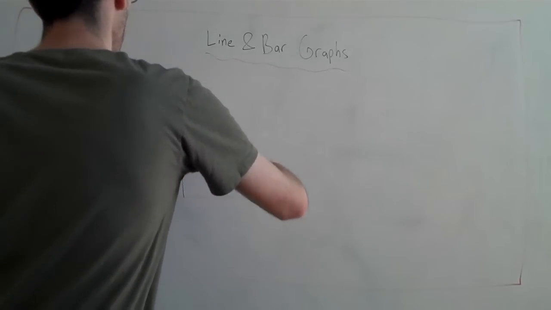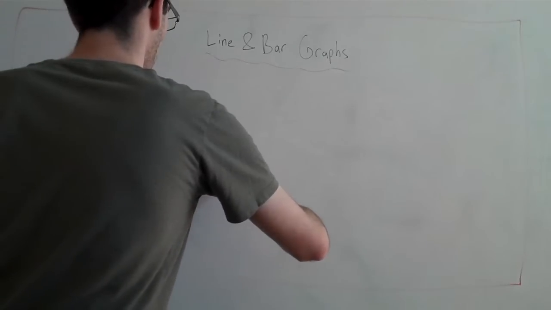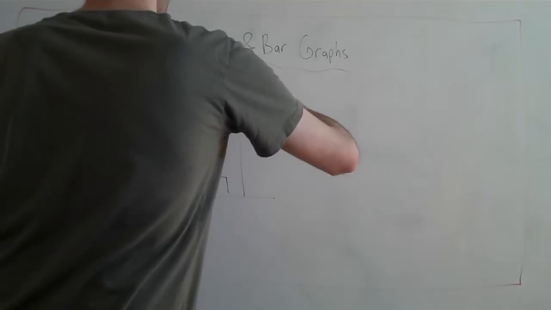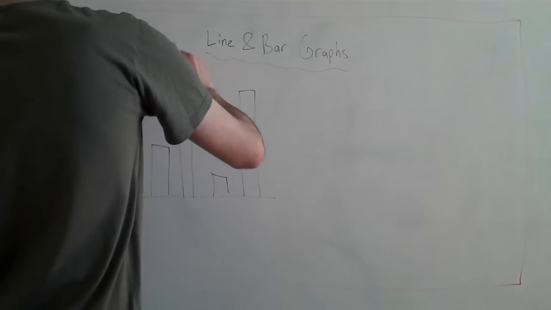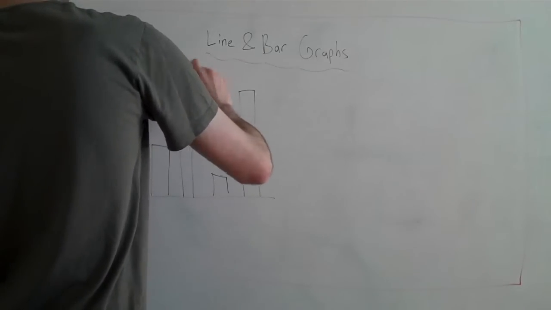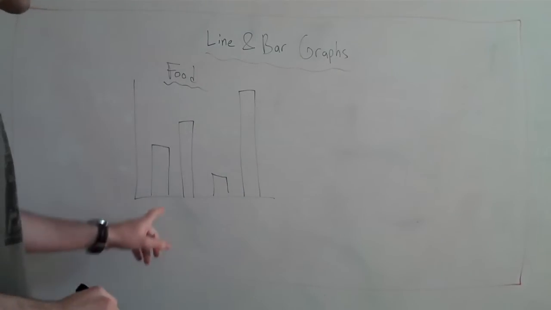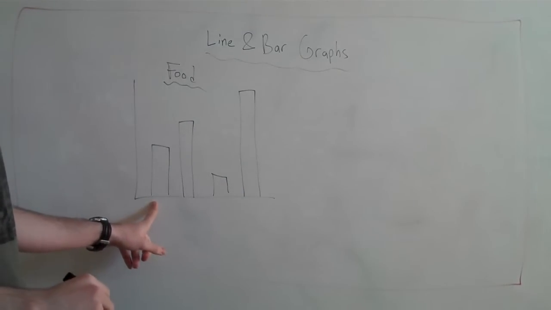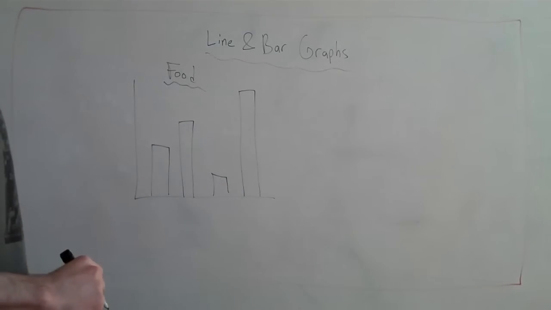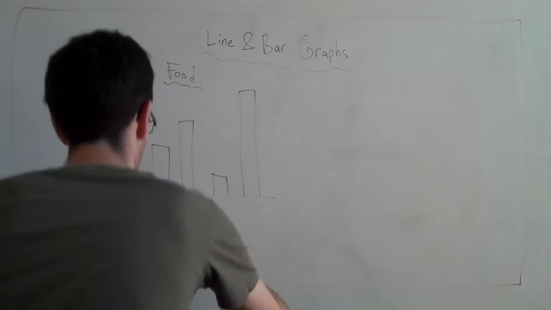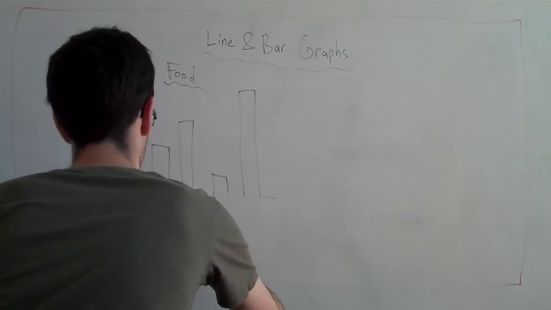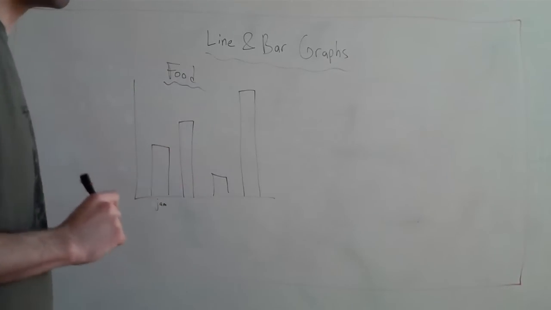Can you give me an example of something with different categories? Food. Food, perfect. Let's call this graph food. What's something that you like, sort of? Jam. You sort of like jam. Very good. Jam. What's something that you like a fair bit?